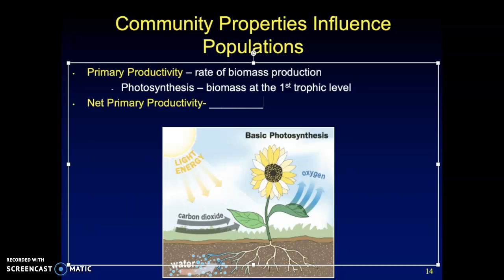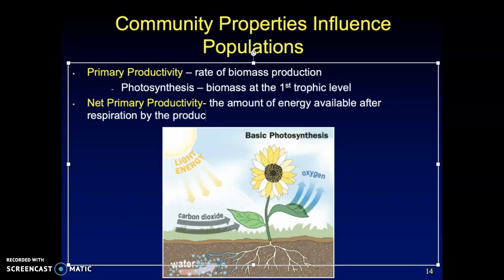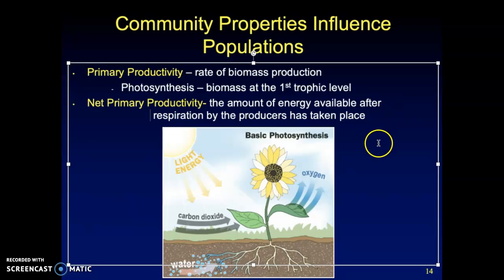And I'll show you a chart in just a minute showing the primary productivity at different ecosystems. So then we also take a look at net primary productivity. How much is there available in this fashion? Net primary productivity is the amount of energy available after respiration by the producers has taken place.